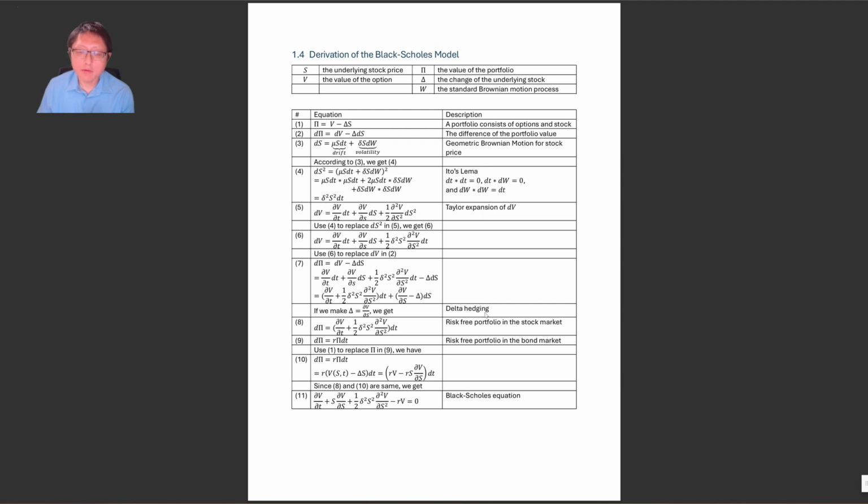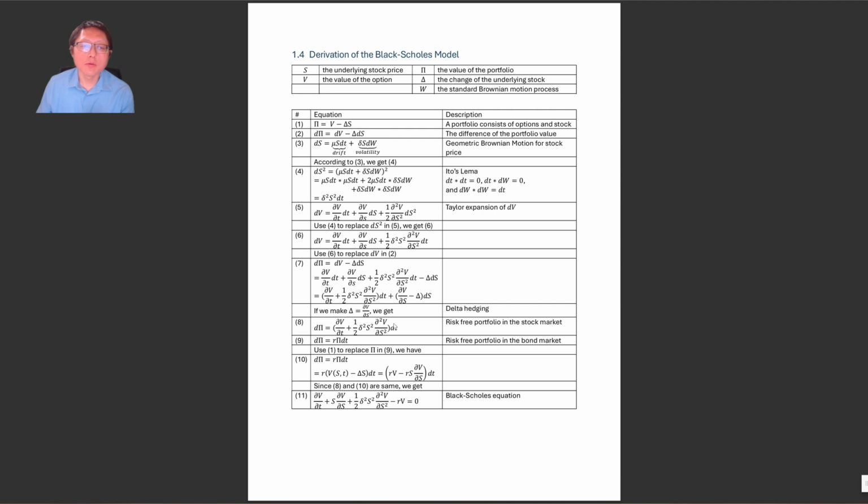The concept is very simple. Why do we need to do this delta hedging here? Because if we do this, the second portion, the directional change of stock price risk, is gone. And basically, if we do this, we get a risk-free portfolio in the stock market. So at this step, we can see the left side of the Black-Scholes equation, we pretty much have it here.